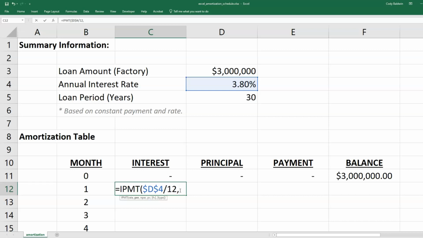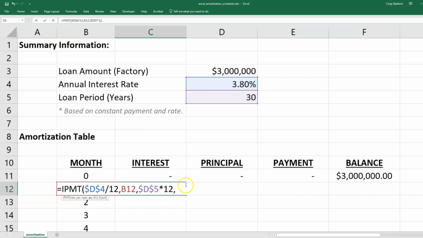The next thing we're going to put is the month or the period that we're making the payment. And so what we're going to do here is select month one to the left, and we can make that relative. We want that to be a relative reference because as we autofill that, we want the reference to move down to the appropriate month. And then I'll put a comma, and now I want to calculate the total number of periods. So how many payments are we going to make? And so I'm going to take a reference of the loan period, which is 30, and multiply it by 12. And I want to make that reference to the loan period absolute, like I did with the annual interest rate, because I don't want that to move.